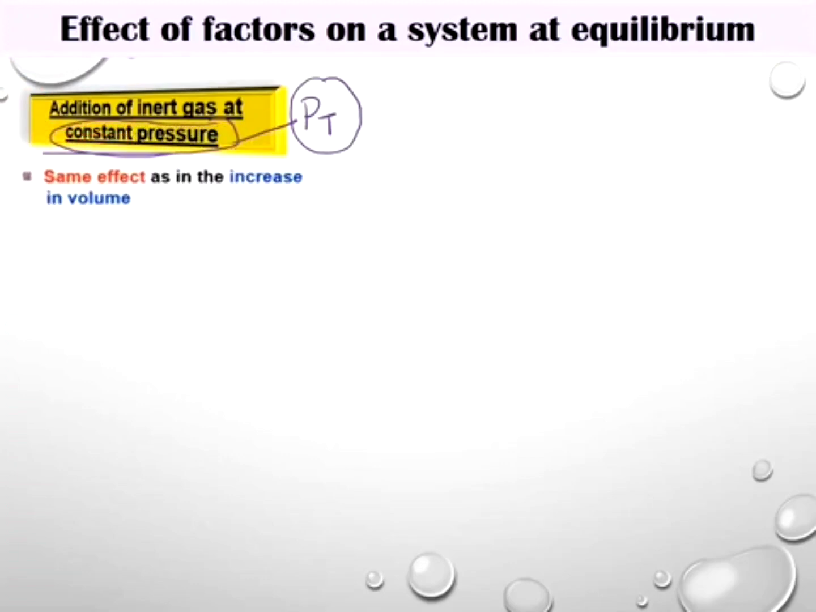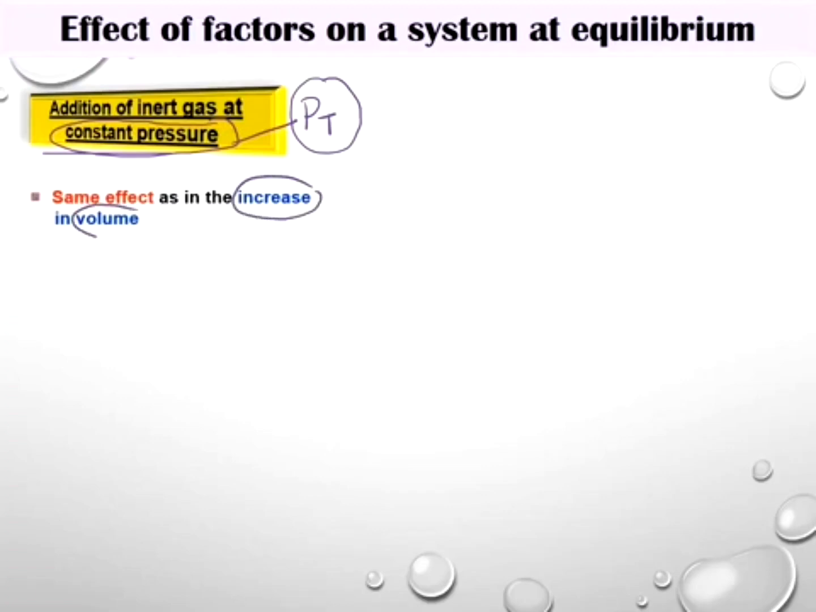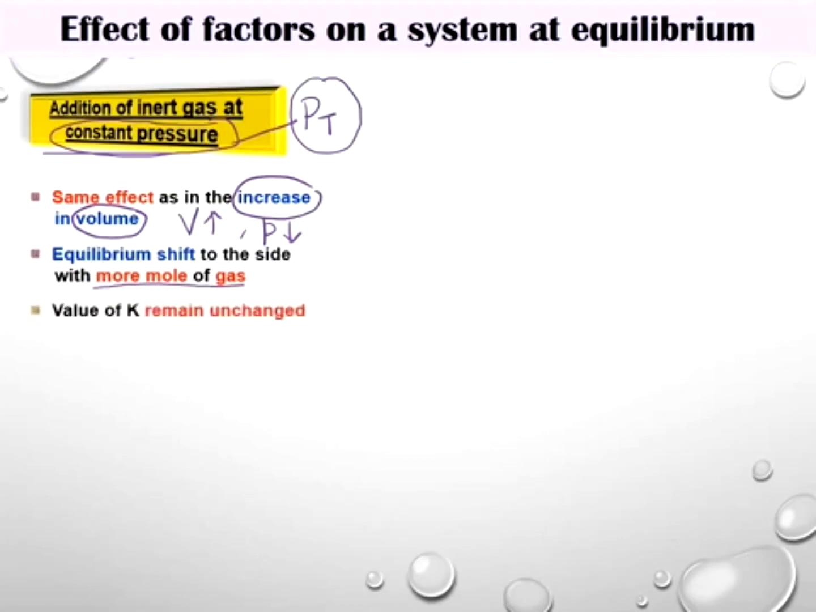Okay, so same effect as increase in volume. Dia kata sama efek macam kita increase volume. So kalau volume increase, pressure normally decrease. Betul tak? If volume increase, the pressure will decrease. Okay, and then the equilibrium shift to the side with more mole of gas. Okay, maksudnya pergi kepada kawasan mole yang lebih banyak. So awak kena tengok dulu dia punya number of mole dalam equation yang macam saya ajar tadi. Okay, and then the value of K remain unchanged. So dalam case ni juga KC or KP takkan berubah.